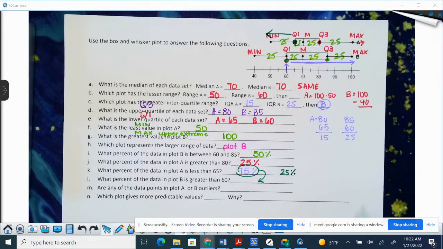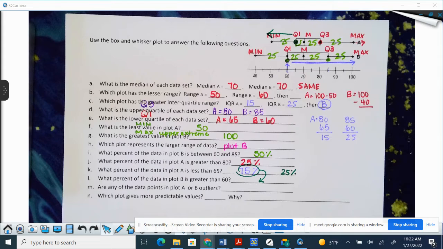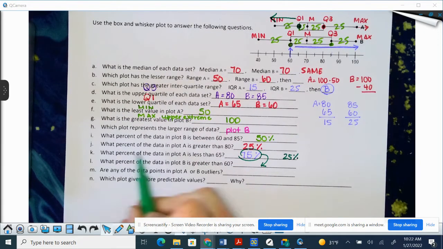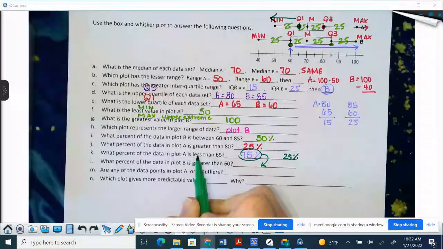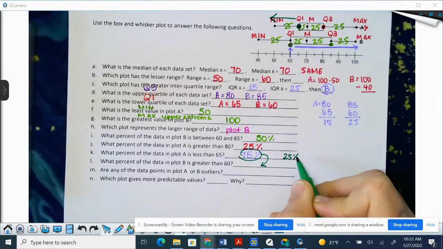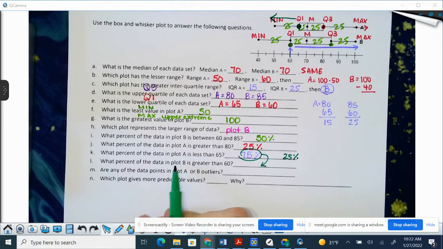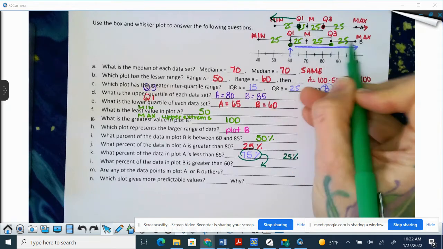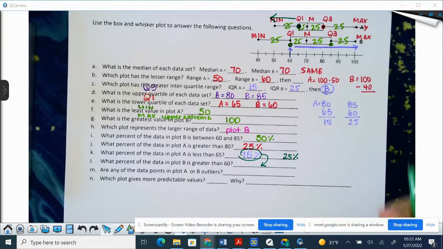Sorry. I didn't type this out, and they're really close together as far as trying to talk with no response. So what percentage of data in plot A is less than 65? Go to 65, and less than is 25%. What percentage of data in plot B is greater than 60? So plot B at 60, and greater than is the 3 parts, 75.